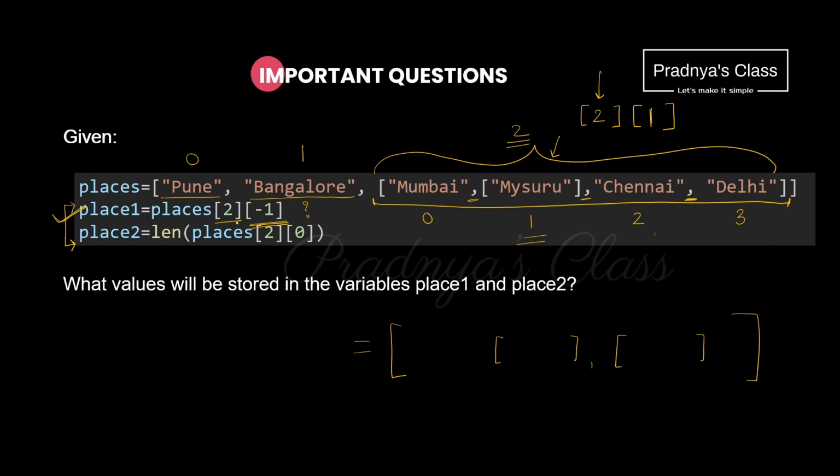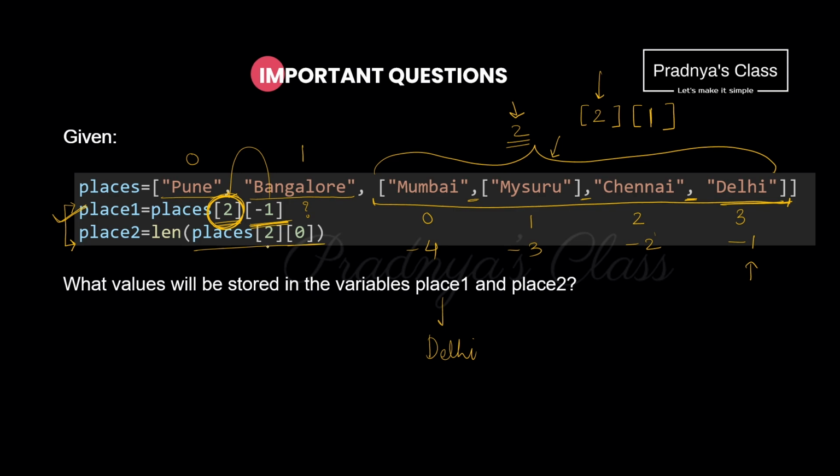Now look at the indices mentioned here, 2 and minus 1. Minus 1 means we are trying to access the elements in the reverse direction of the list which is mentioned here. This is nothing but the nested list. So how will we write the negative indexing? It will start with minus 1, minus 2, minus 3 and minus 4. In this nested list at minus 1 we have city Delhi. It means in the place 1 we will get Delhi.